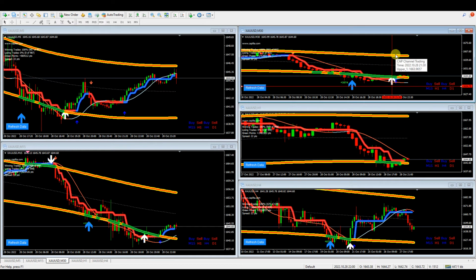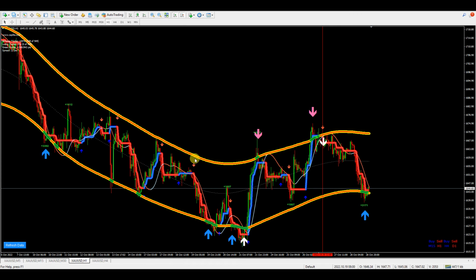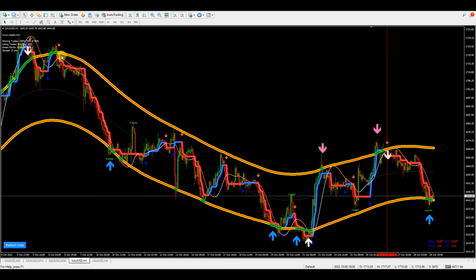You just have to wait on M30 and H1, the bigger time frames, and you have to wait for a pullback. If there is no pullback, go for the trade right away. There are very rare chances, like over here, where you got a buy signal and the market went to sell and you got stopped out, but most of the time you make a lot of money.